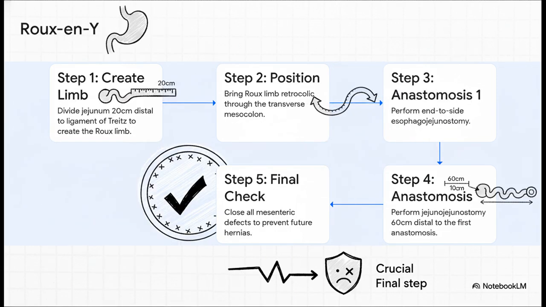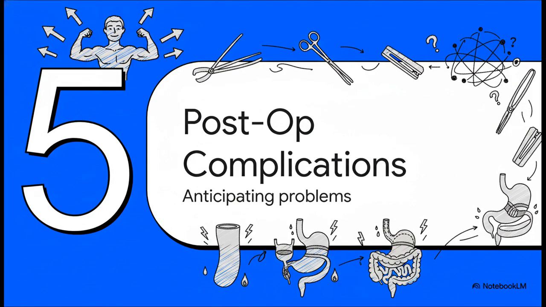Now for the reconstruction, the details really, really matter. We're talking a 20-centimeter Roux limb and a second connection, the jejuno-jejunostomy, about 60 centimeters down from the first one. But listen up, because this is the most important part. Step 5, closing all the mesenteric defects. This is almost certainly what was missed in the first surgery, and it's the entire reason we're here today. It is absolutely non-negotiable.